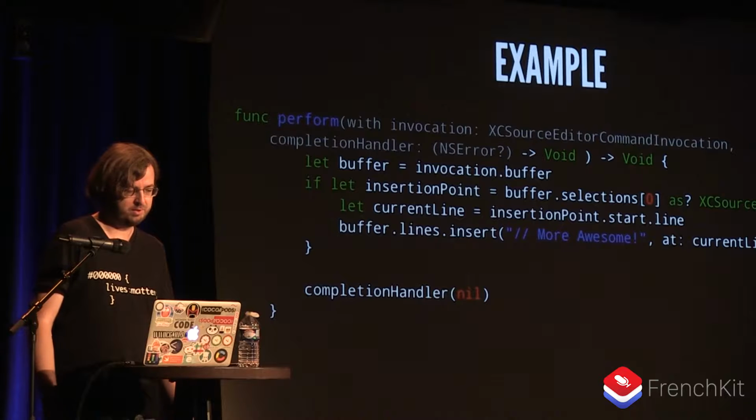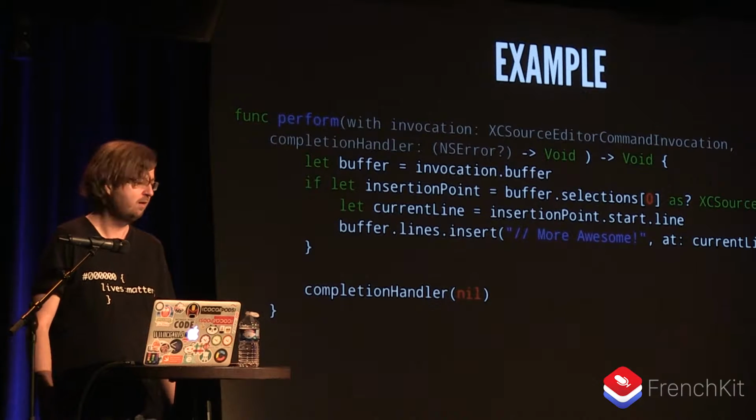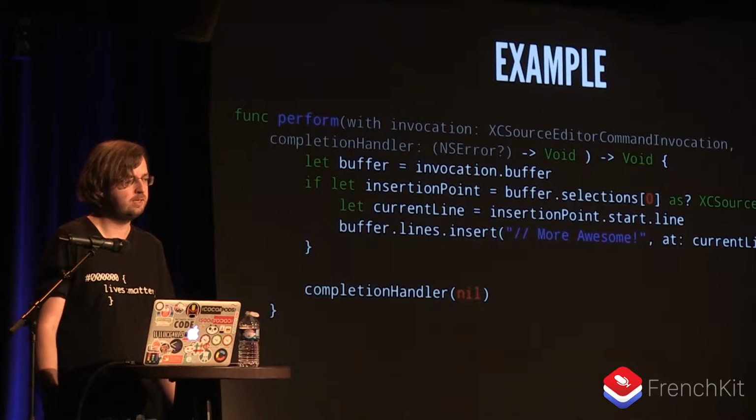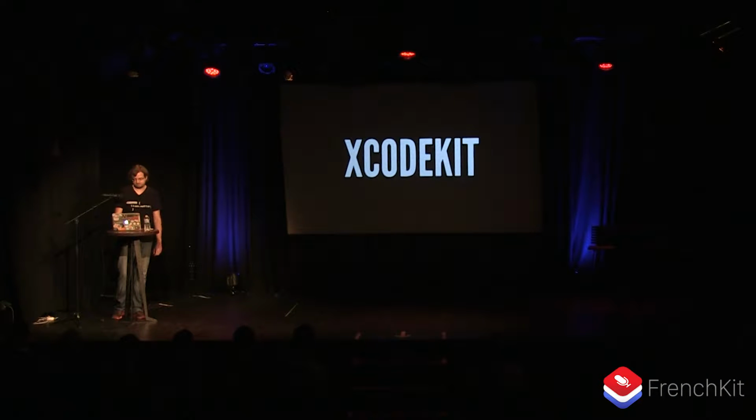So this is an example. Basically every XCSourceEditorCommand consists of one function, which is called perform. It gets some invocation, that is all the data, we're going to look at it later, and a completion handler. You do some work, and then you call the completion handler with an optional error. Okay, let's look at Xcode Kit.